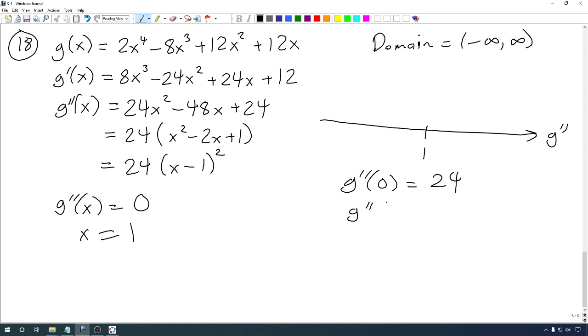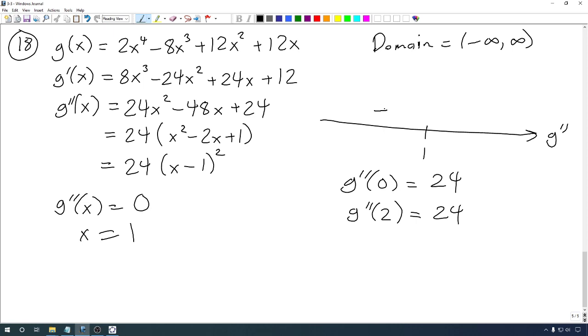For 1 to infinity, I'll just pick the next integer, 2, and plug that in. Now, 2 would actually be a little bit tricky to plug into this. You'd have to multiply 24 by 4 and all that kind of stuff. I'm going to plug it into this expression here. We have 2 minus 1 gives us 1. Of course, 1 squared is just 1. And we just have 24 times 1. So we just get 24.